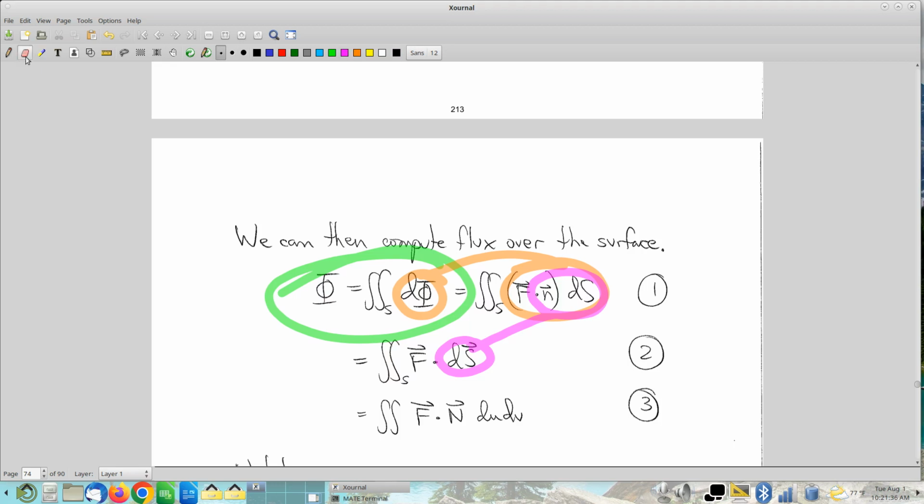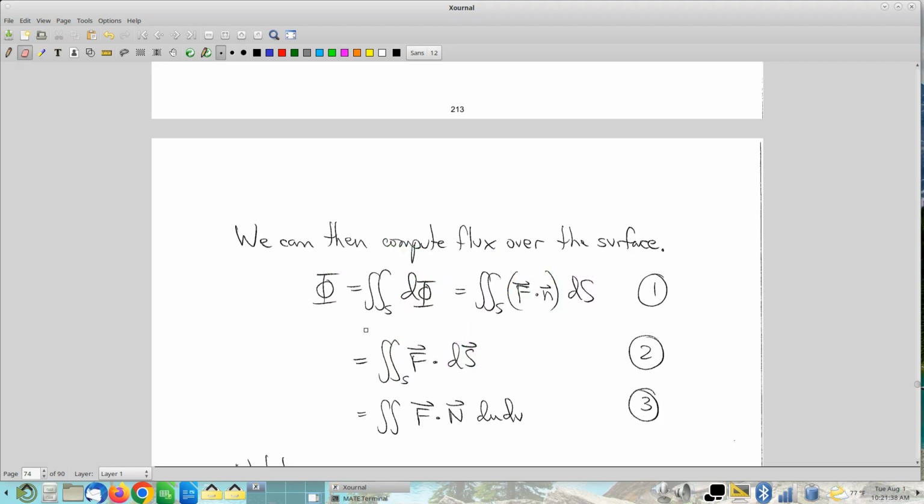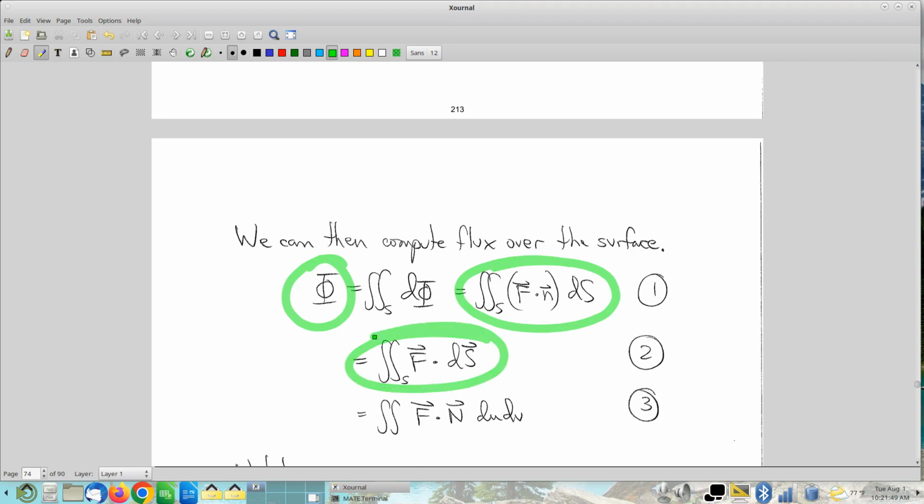So this is an alternative way to write the flux. Let me erase, I got a bunch of junk going on here. Alternative way to write flux: you can write it as the integral of F dot n ds. You can also write it as the integral of F dot ds, which is very compact and convenient. Very nice. And now, of course, we have this alternative formula for ds, that it's capital N du dv, and that gives us yet another formula for how we can write flux, F dot capital N du dv. So, a bunch of different formulas.